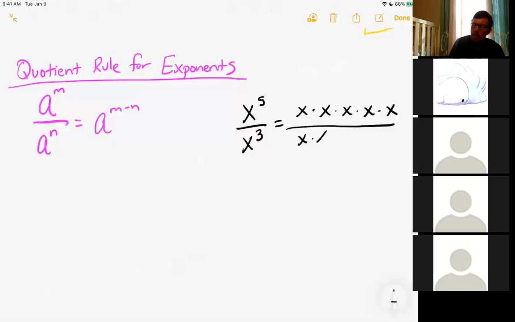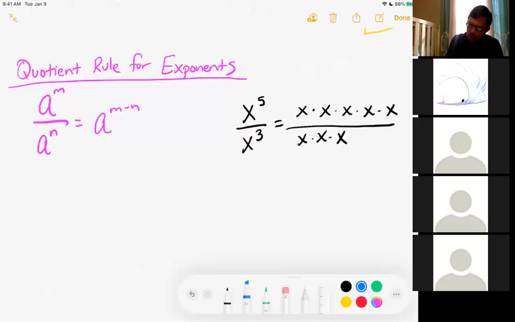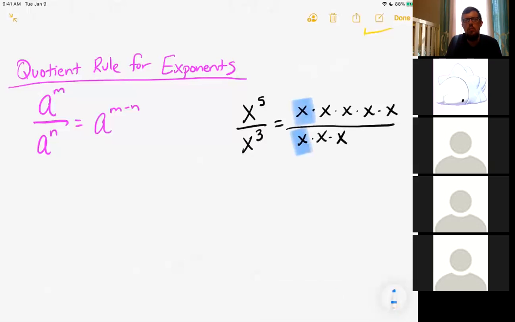If I wrote it out the long way, that's what I would end up with. Remember, anything divided by itself is 1. So these x's will equal 1, and I can cancel those out. And what I'm left with on the top is just 2 x's. So my answer would be x squared.